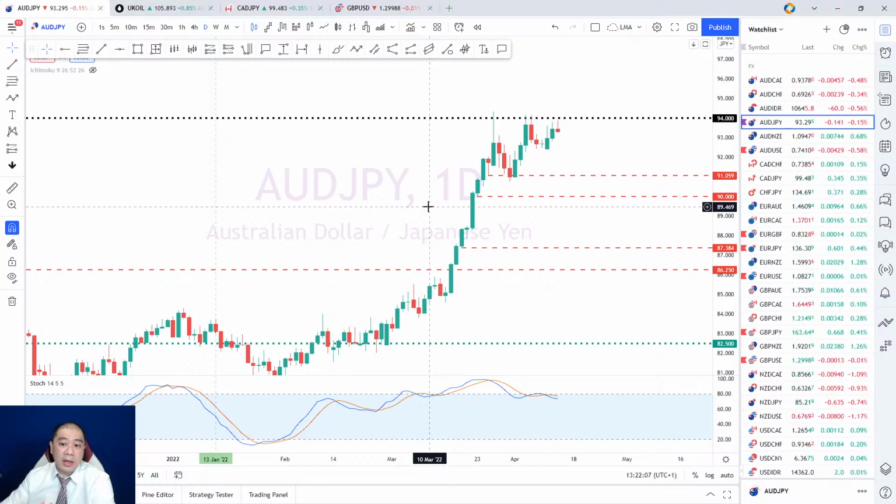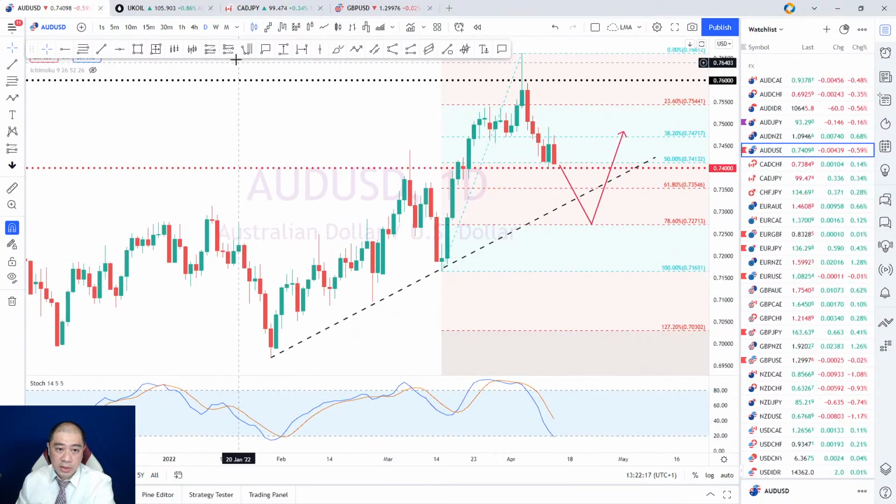I'm still looking at a potential correctional phase on the Aussie USD and the Aussie Yen, right? Aussie USD, we take a look at it from the hourly perspective. We haven't taken a look at it from the daily. So, sorry, it is from the daily. On the daily, this is forming a hidden bullish divergence. So be on the lookout if you're looking for a position on the Aussie USD.